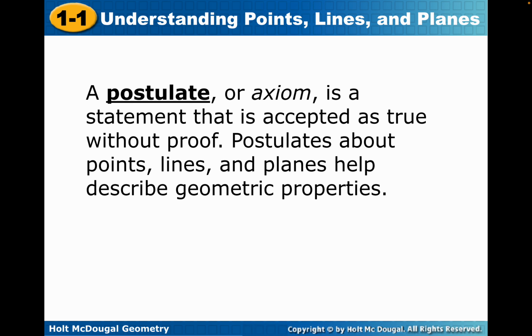That might not make sense right now, but eventually, when we go into chapter 2, we're going to be talking about proofs a lot more. And we're going to have to prove that something is true. So prove if two angles are congruent. Prove if two angles are supplementary. But when we talk about postulates, a postulate does not need to be proven because it is already true.